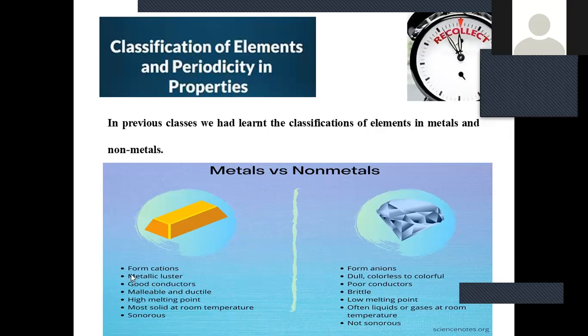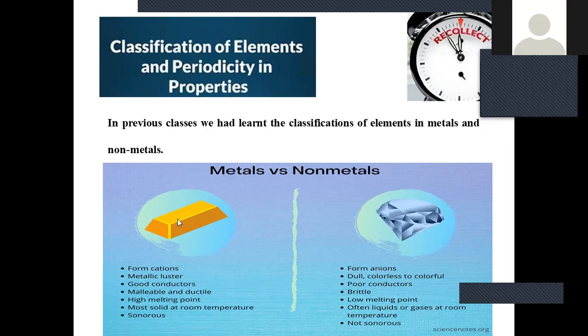Here aurum, or gold, is a metal, and mostly metals have the tendency to lose electrons always. Whenever you take sodium, lithium, aurum, or silver, whatever metal you are taking, all have the tendency to lose electrons. By that process, they turn into a cationic species. But non-metals have the tendency to gain electrons, so that they turn into an anionic species. Anion is nothing but a negatively charged one.